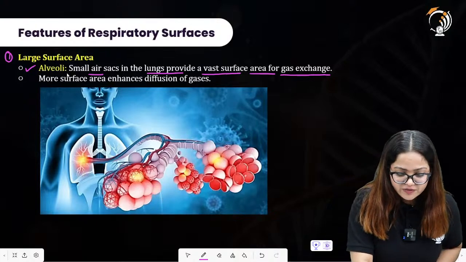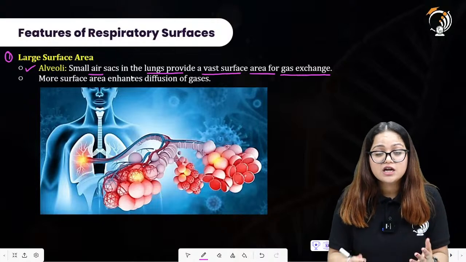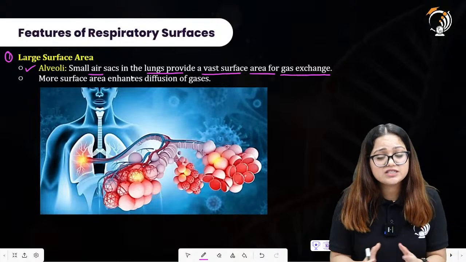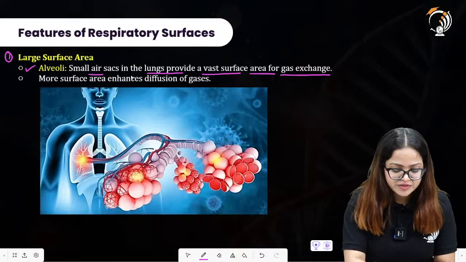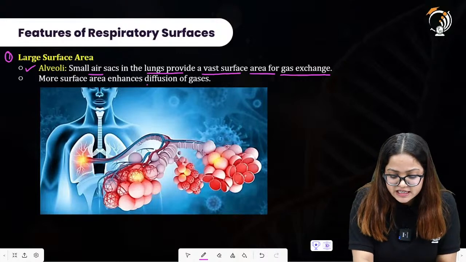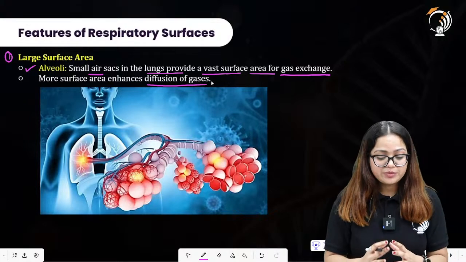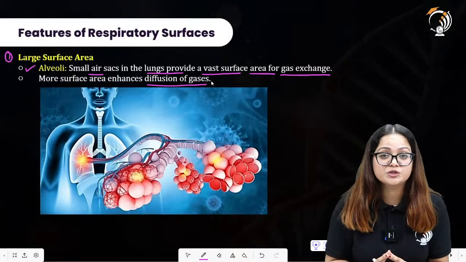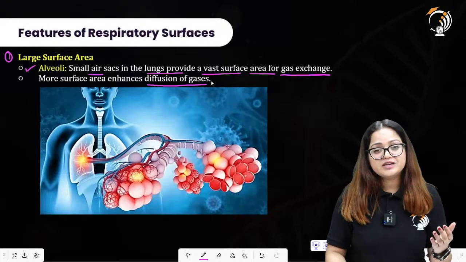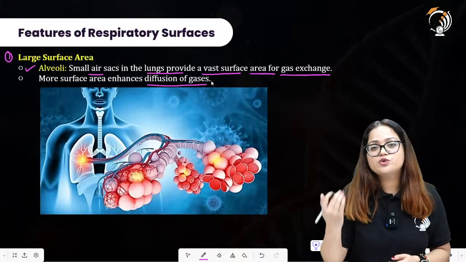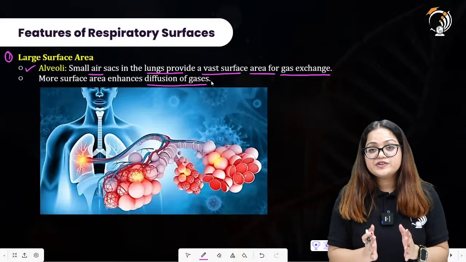Understood? Now alveoli are small air sacs in the lungs which provide a vast surface area. Now how do they provide such a vast surface area for gas exchange? Let us understand this later. More surface area enhances diffusion of gases. I hope you are all familiar with the term diffusion. What is diffusion? It is movement of substances or molecules from a region of high concentration to a region of low concentration. But how is the diffusion rate affected?